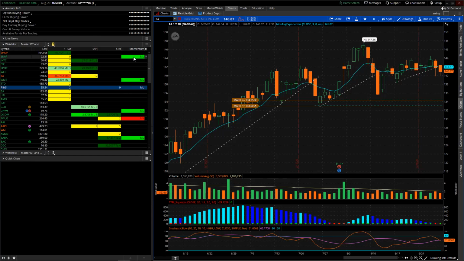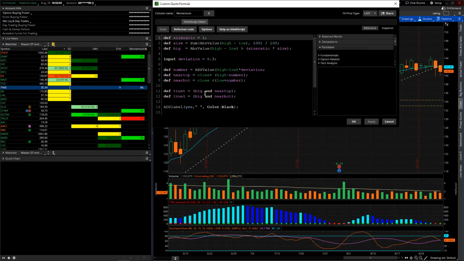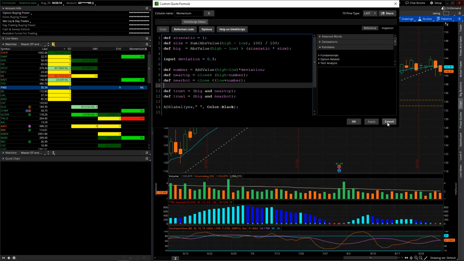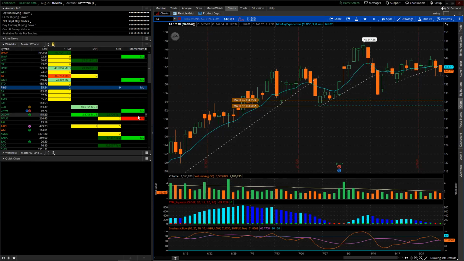So this looks for 10. Actually, I'll just show the code for this one. Okay. So this just looks for a candle that's bigger than average in size, and that's within 30% of the high for long. And it looks for the same thing on the short side. It looks for a candle bigger than average, and it looks for a candle that's closing near its low. That's what momentum is gauged at. So that's how you use this in general.